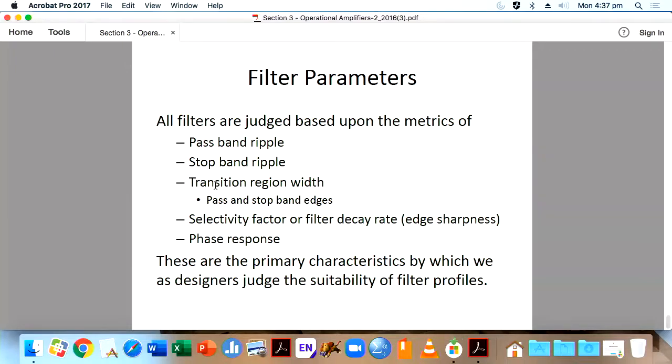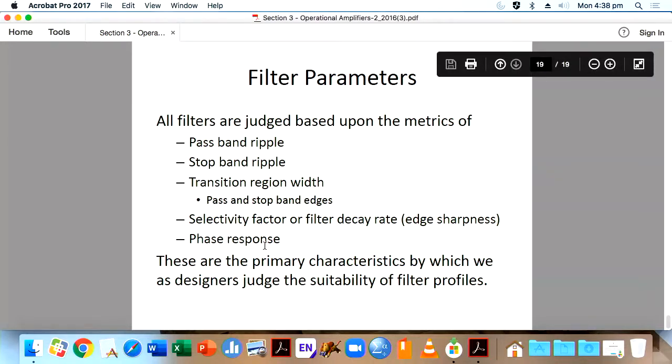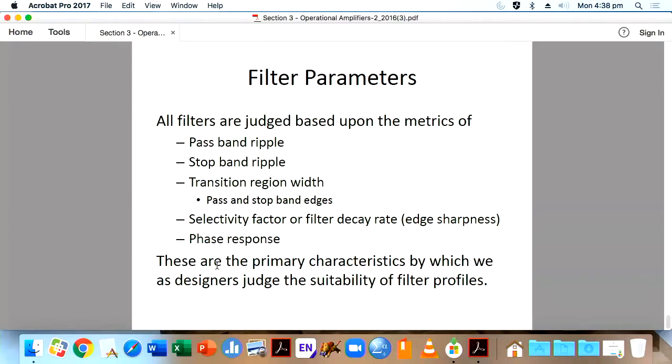Then filter parameters. When you design a filter, people will ask you, what is the passband ripple in your case? What is the stopband ripple? How much is the transition region width? Then pass and stop band edges. People often say pass and stop band edges, but mostly people say transition region. And then selectivity factor or filter decay rate, phase response. So these are the important parameters you have to consider when you are designing a filter. These are the primary characteristics by which we as designers judge the suitability of filter profiles. So based on these parameters.